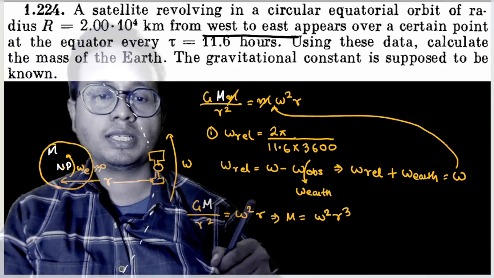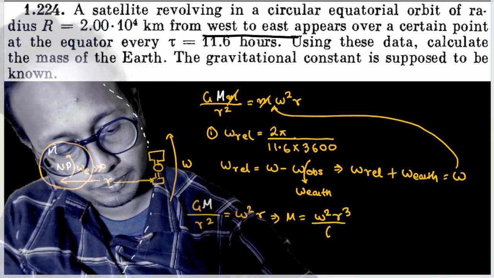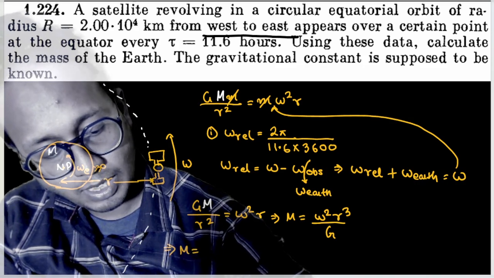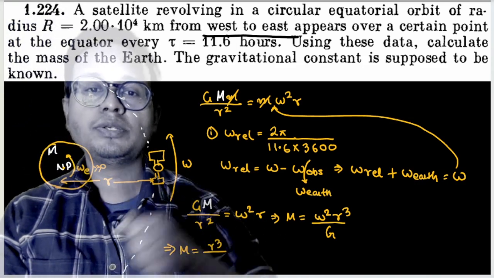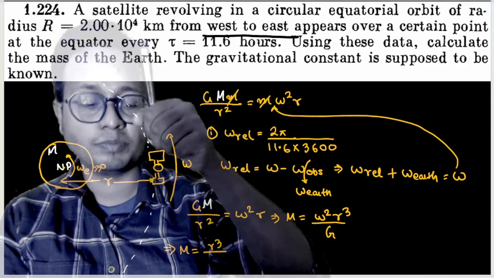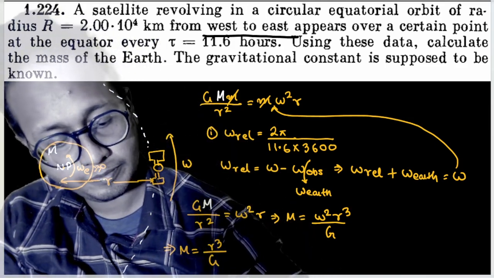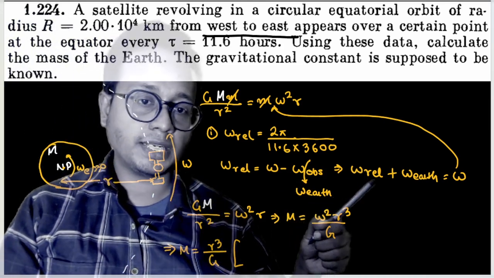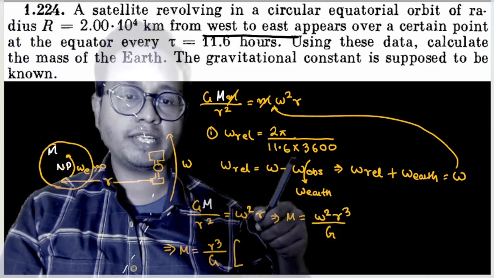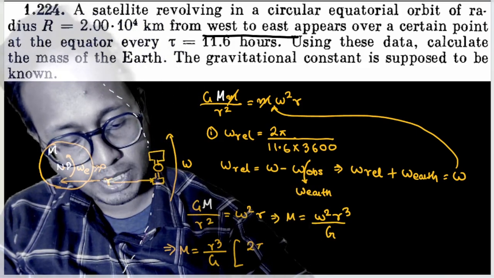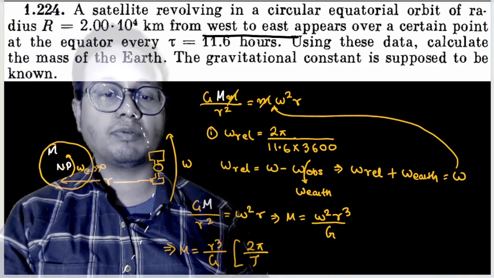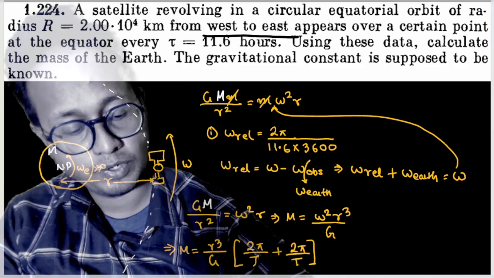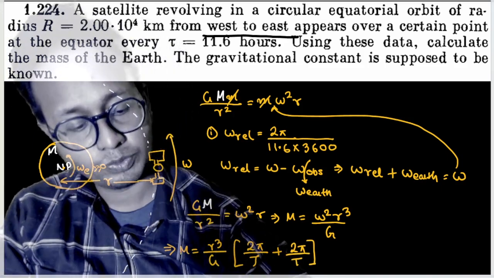I'm sending r square to the right hand side divided by g. So mass is equal to r cube, that is given as 2 into 10 to the power 4 kilometers. I have to convert that into meters, divided by g into omega square. What is omega square? Omega is the angular velocity of the satellite relative to some person sitting on the equator. That is 2 pi divided by the time period of the satellite, which is 11.6 hours, plus 2 pi divided by the time period of Earth, or 24 hours, whole square.